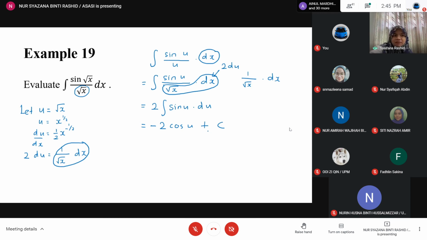And this is not yet the final answer. Make sure you substitute back u. What is u just now? u is square root x. So the answer is negative 2 cos square root x plus c. Okay, now it is complete. Any questions?